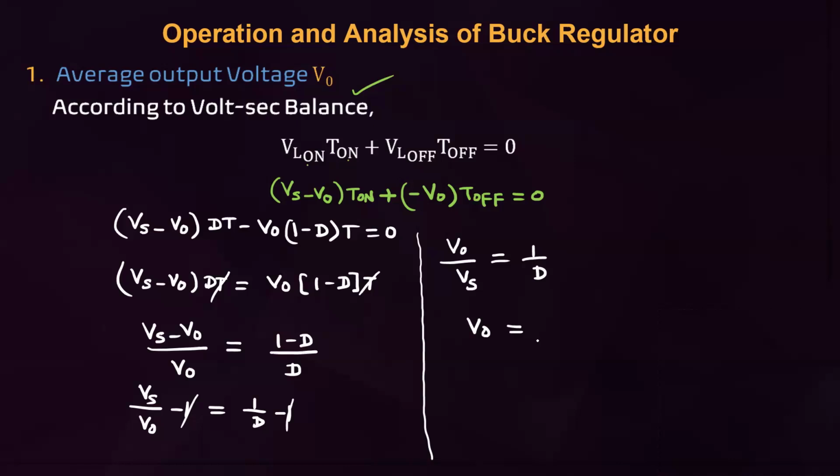What is V0 equal to? This is correct. V0 in T is 1 minus d. Then dt cancels. This d I am bringing to this side: 1 by d minus 1. Vs by V0 minus 1. Sorry, Vs by V0, not V0 by Vs. So Vs by V0. Then what is V0 equal to? dVs.